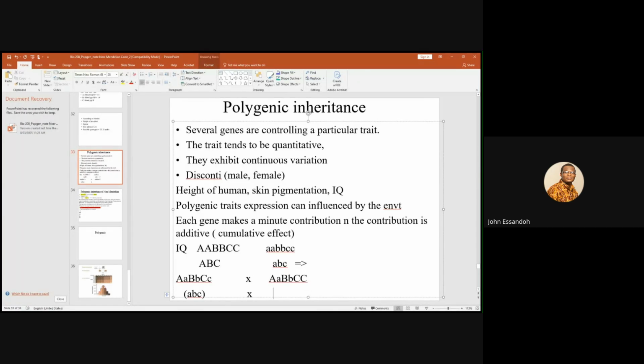And let's say one of them is small a, small b, capital C. All right, so these two people, when they marry and have a child, the child becomes small a, small b, and then capital C, small c. So you can see that this child will not be all that smart. Meanwhile, the parents are smart people. They are very smart people.